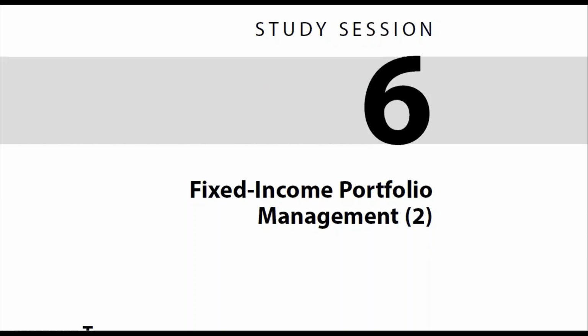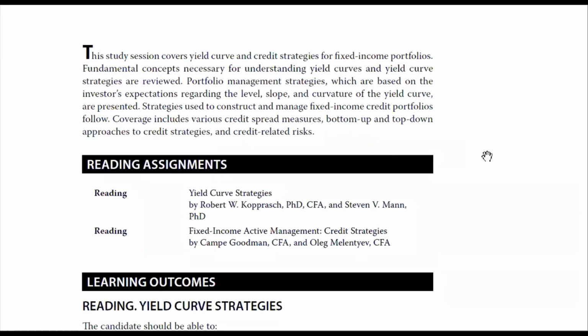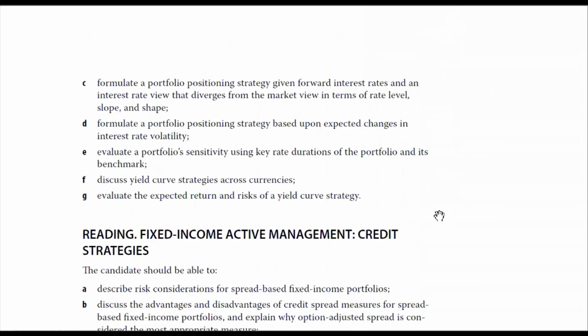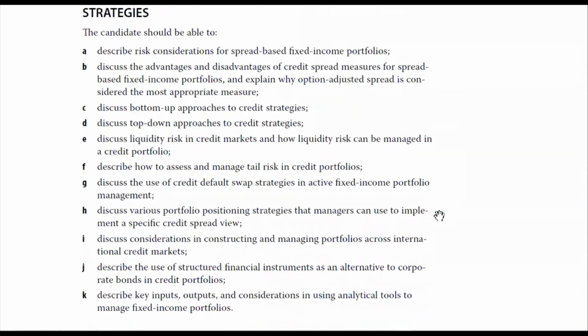I've been getting a lot of questions from candidates about this level 3 fixed income, the second section in terms of the reading on fixed income active management credit strategies. If we roll right down to those learning outcome statements, I think what you've got to do is get a handle on the terminology and then really know what you're looking at here.